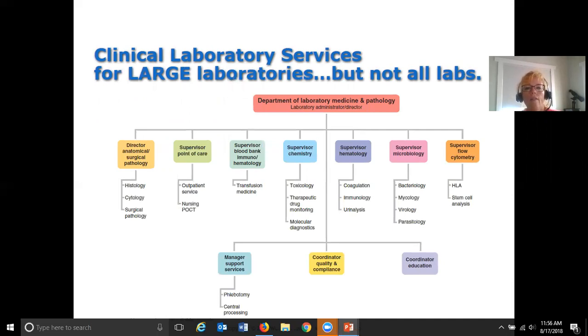This is a graph of how laboratory departments are sometimes set up within a hospital. This most specifically applies to large hospitals. You can see that there's very much a large reporting structure. Each department has a supervisor. There's an overall director or administrator of the laboratory, and oftentimes that's the pathologist, or it may be an actual vice president or someone with a master's degree with a higher degree.